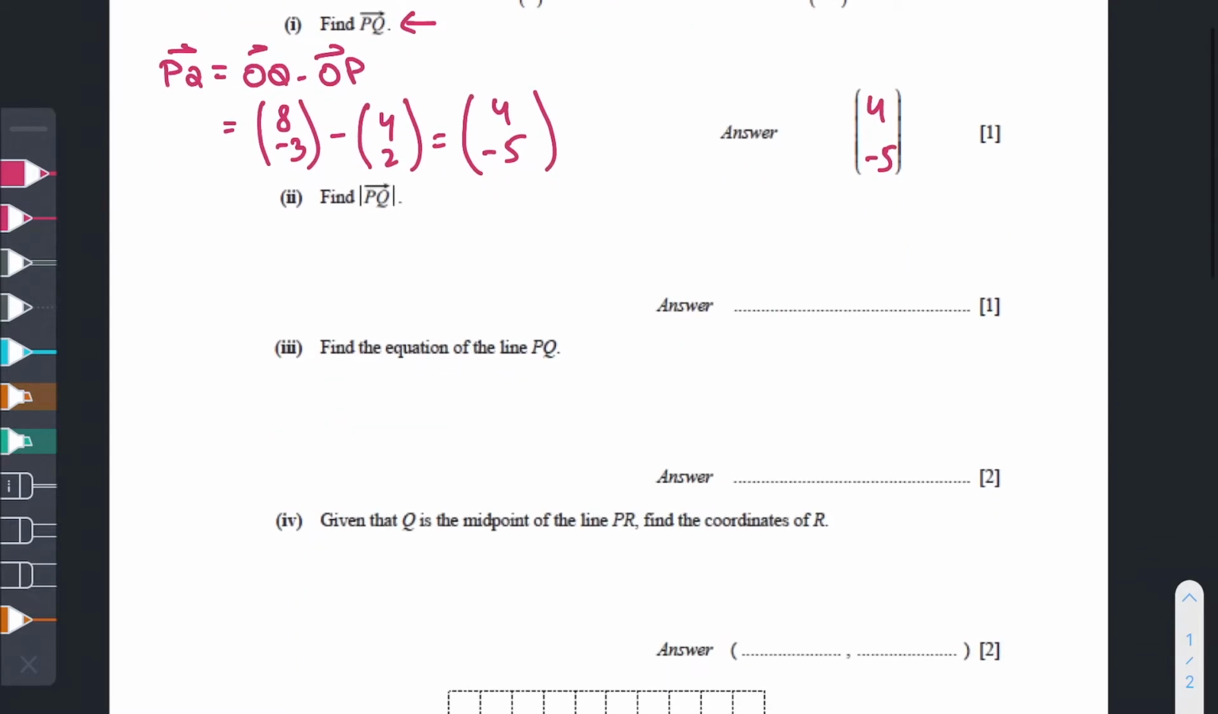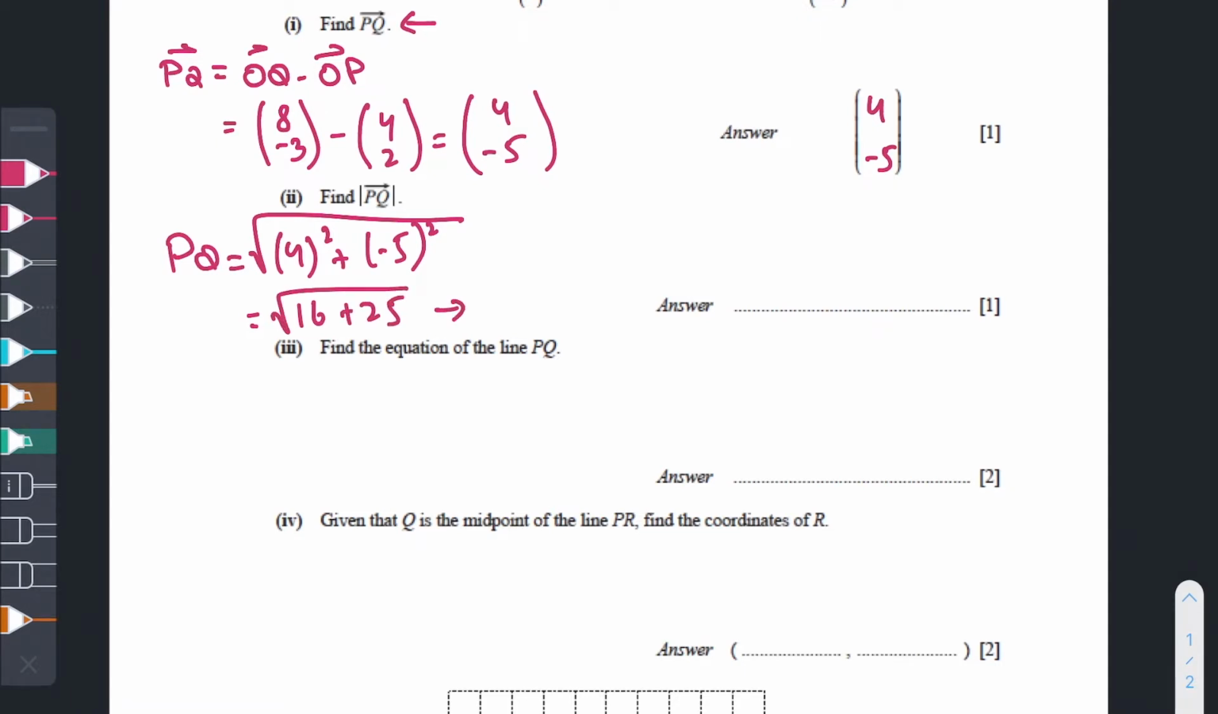The next part says find the magnitude of PQ. This is very simple. You use the values found in the previous part, square both the values, add them together and find the square root. So 4 squared is 16 and -5 squared is 25. Add the two, find the square root of these two values, and the value of the magnitude comes out to be 6.40. You write your value over here, 6.40.